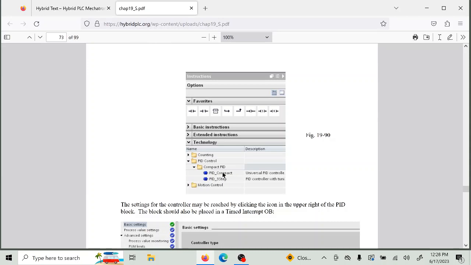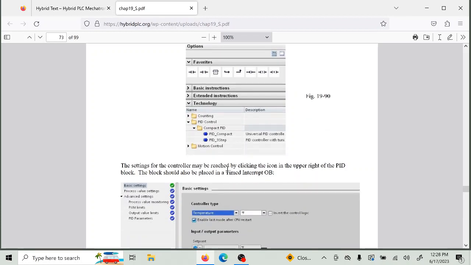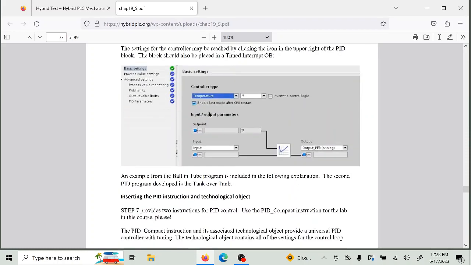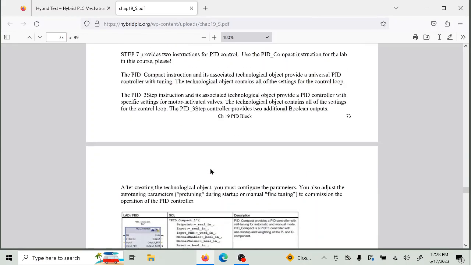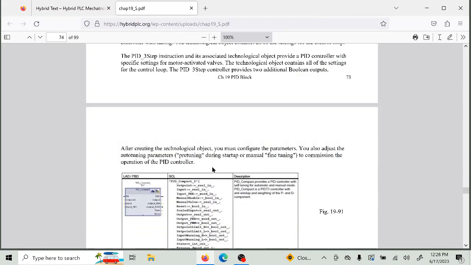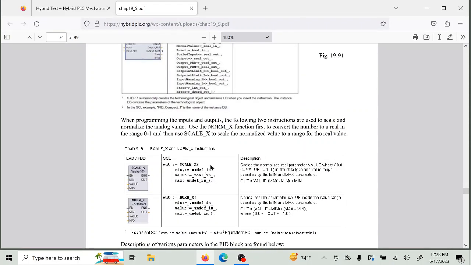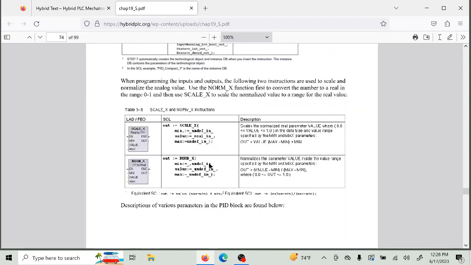Now, all of the PID that we've done in the Siemens is using the PID compact. We've not done anything with the three-step. We've not done that at all. All of them have been with the compact processor. And we've set them up pretty much similar to this. Again, I show these symbols and I show the setup screens in the other chapter in the lab textbook. So I'm going to go through this kind of quickly, but I'm going to give you some of the highlights as we go through this.